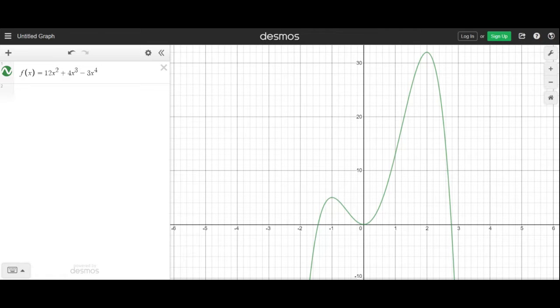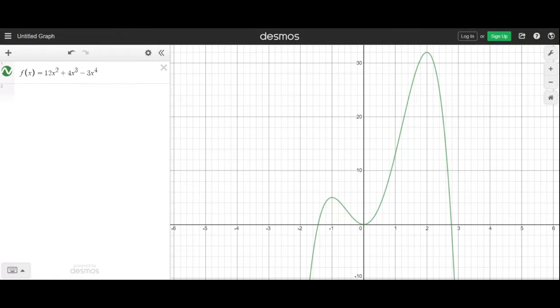Now let's talk about domain and range. Well, in this case, we've got a polynomial function. There are no restrictions on what that x value can be. So the domain this time is actually going to be all real numbers, from negative infinity to positive infinity. So that's the first step.